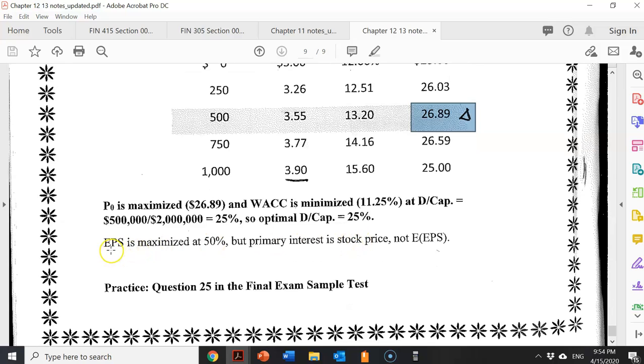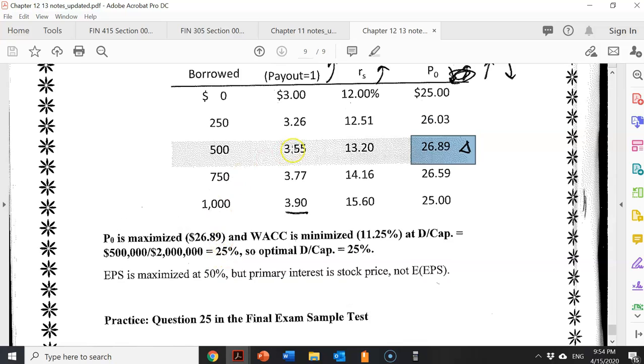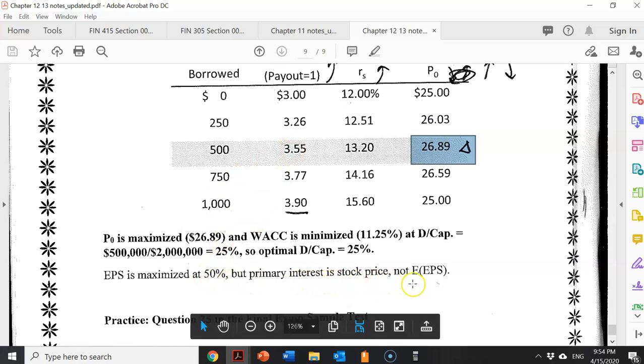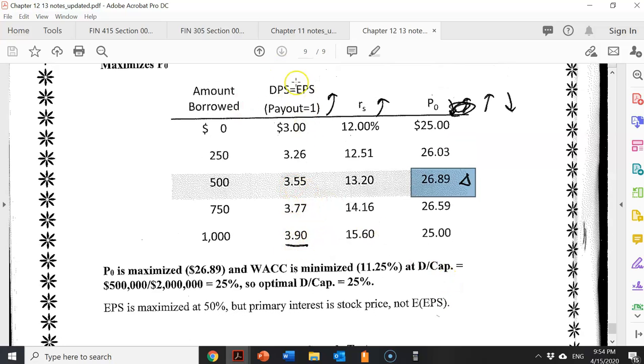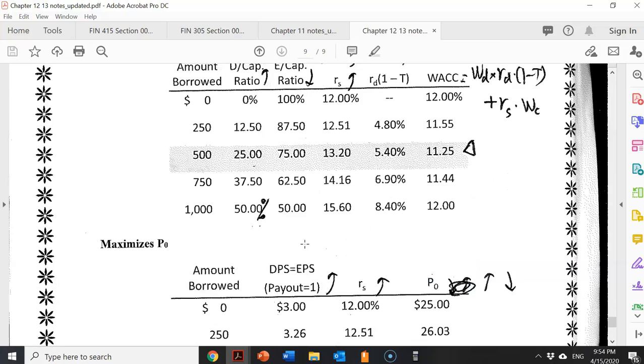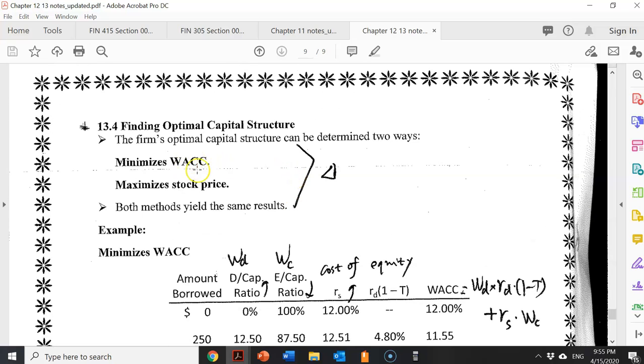Note here, earnings per share is maximized at 50%, but our primary interest is stock price, not earnings per share. EPS is highest when we have the highest debt, but our criterion is the highest stock price, not the highest EPS. So the two criteria are satisfied at the same time when we have 500 of debt raised, 25% as debt ratio, and 75% as equity ratio. Our WACC is minimized and stock price is maximized. They happen at the same time, and this is when we have the optimal capital structure.